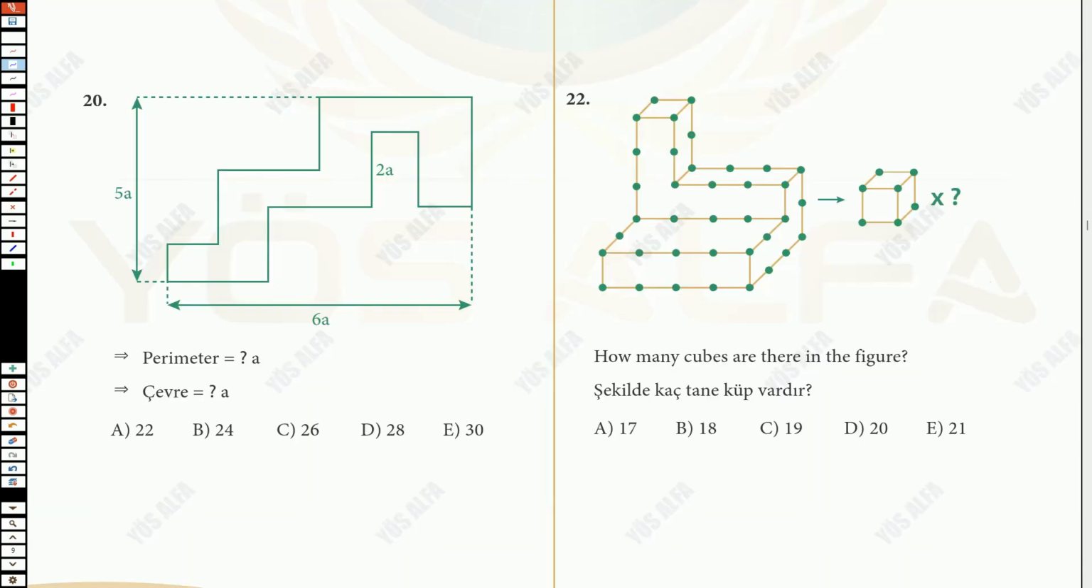Number 22. How many cubes are there in the figure? So 1, 2, 3, 1, 2, 3, 4, 3 times 4, and then 1, 2, 3, 4, 5, 6. So the answer is 18.